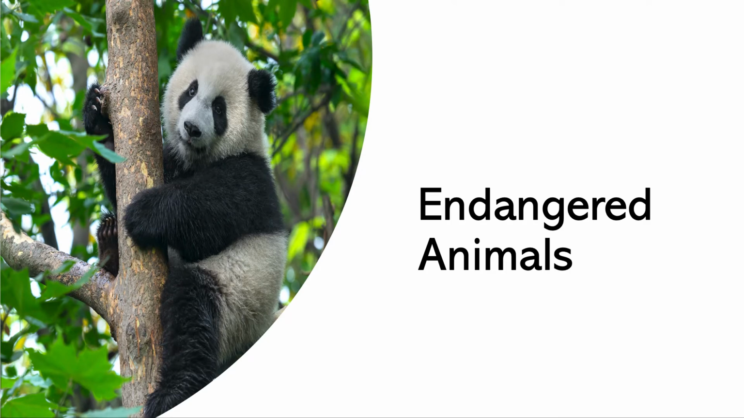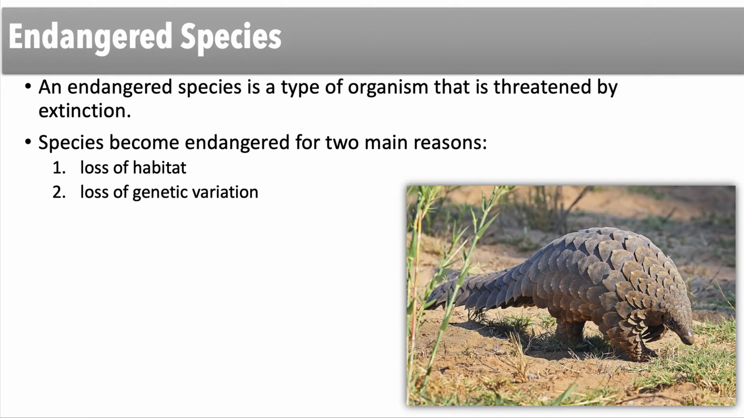We're going to go over the endangered animal notes for honors zoology. So, endangered species are a type of organism that is threatened by extinction. We're going to focus, of course, just on animals because this is zoology, but technically you can also have endangered species of plants. There are two main reasons that animals can become extinct.